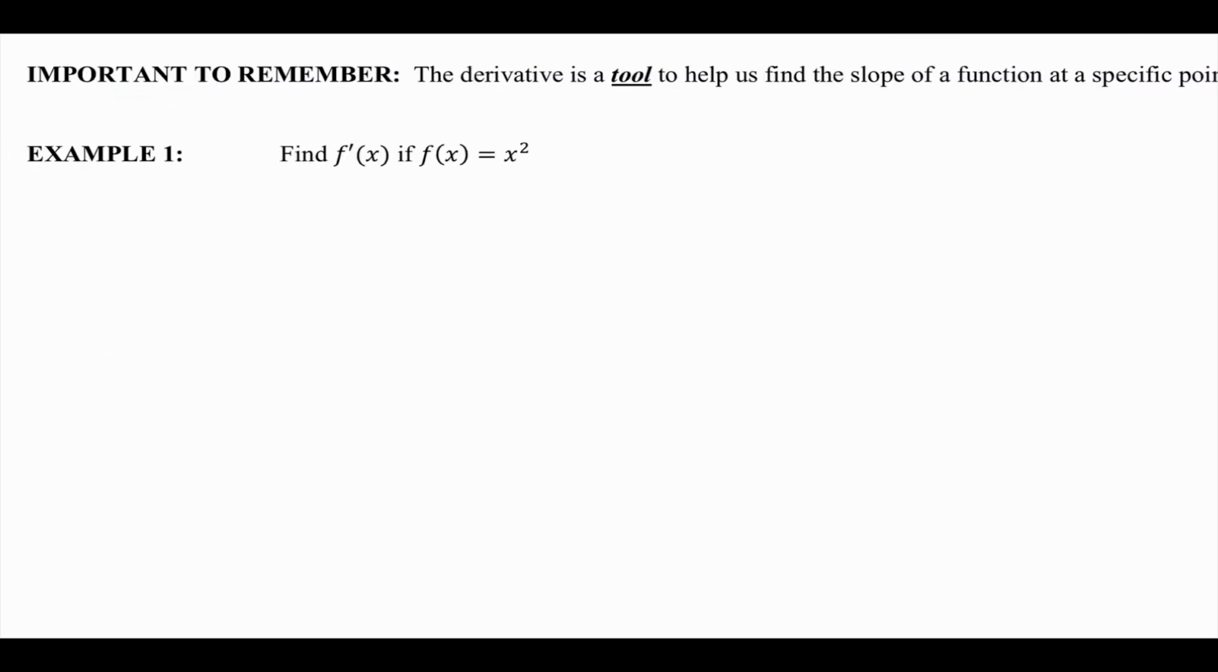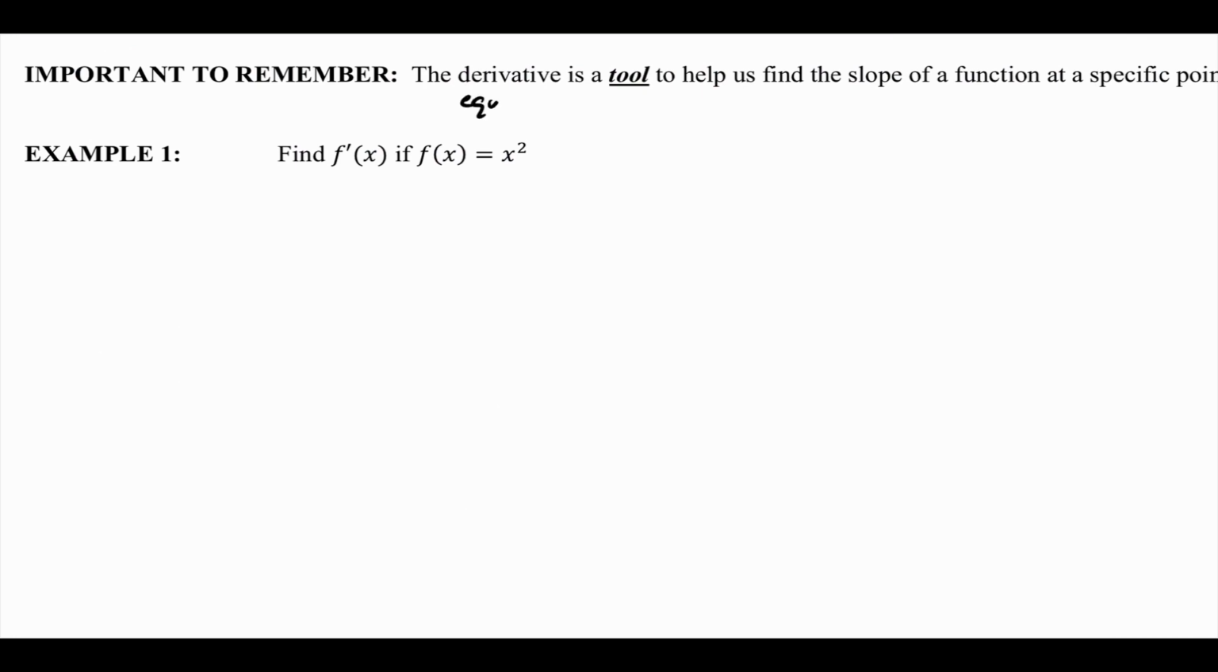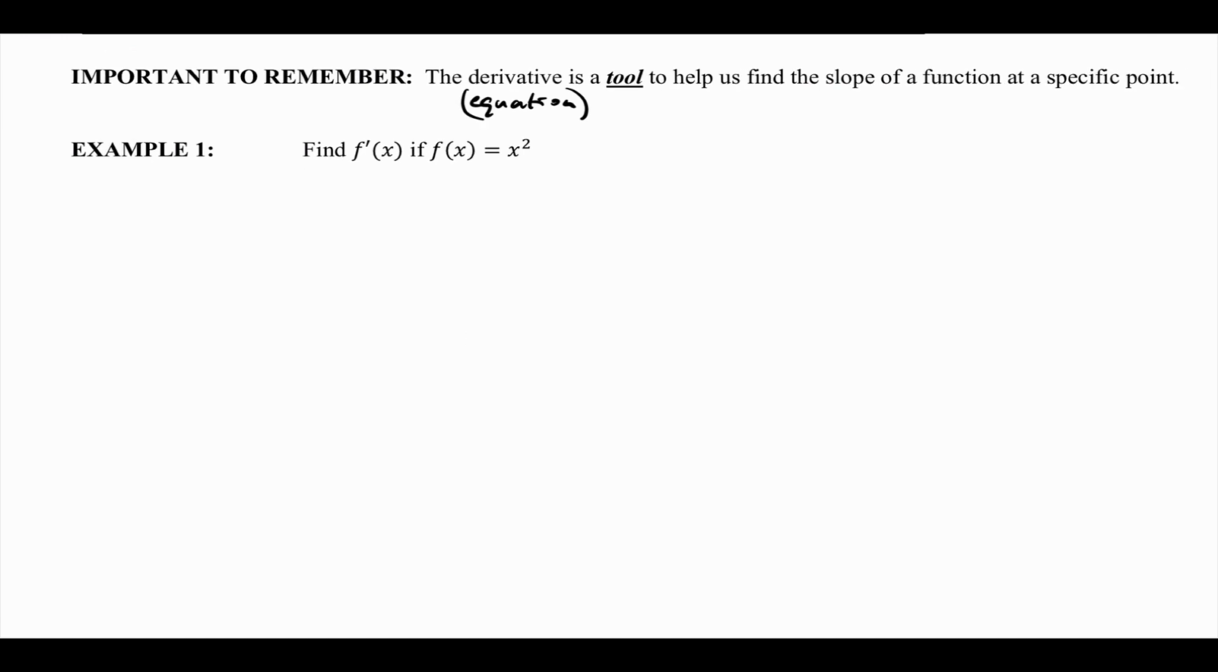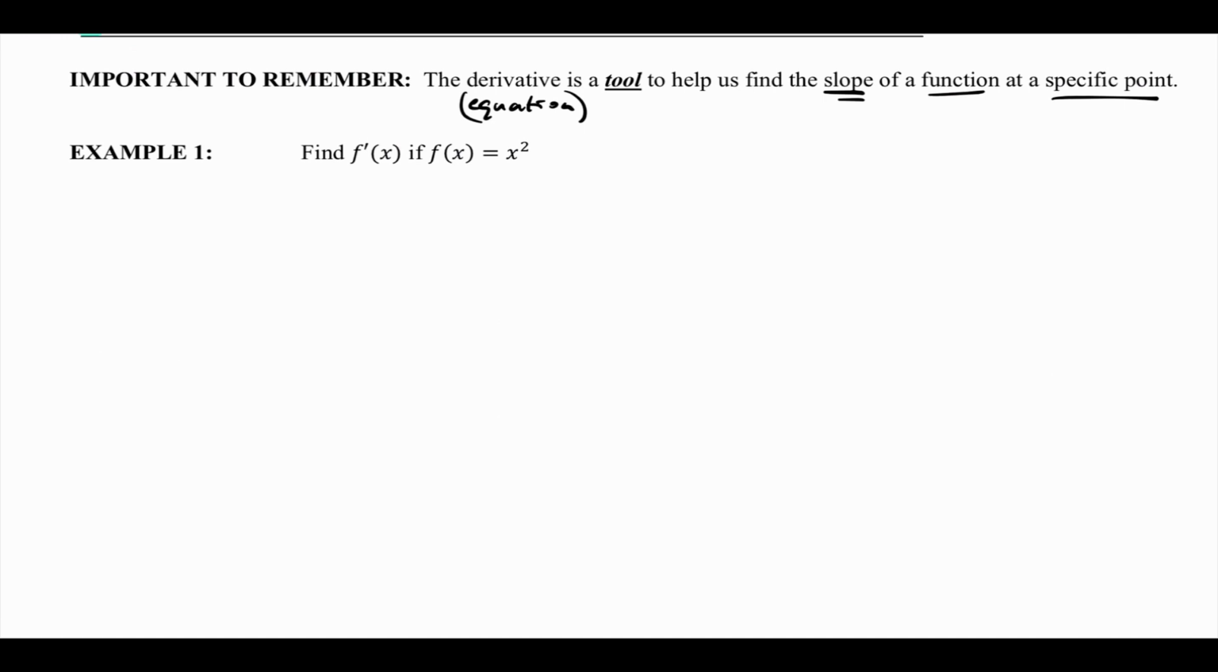Okay, so here we go. Remember, the derivative equation or the derivative function is a tool to help us find the slope of a function at a specific point. So what we're going to do is find the derivative equation. We're going to find it using f. So it says find f prime. Here is the equation right here. F of x equals x squared. That's what we're going to find the derivative of. I'm going to find the derivative of x squared.